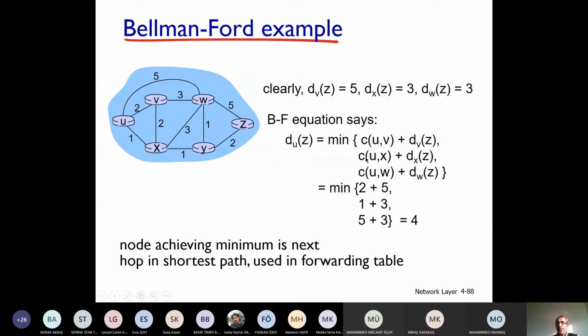Let's calculate the second potential path over the neighbor X. The cost from U to X is 1 plus the cost from X to Z, which is 1 plus 2, which is 3, right? 1 plus 3 is equal to 4. And the last neighbor is W. The cost from U to W is 5 plus from W to Z is 3, as you see here, through W, Y, and Z, 1 plus 2 equal to 3. So the cost over the first neighbor is 7, second neighbor is 4, and third neighbor is 8. Which one is the minimum? The X one is the minimum. So then we select this path.